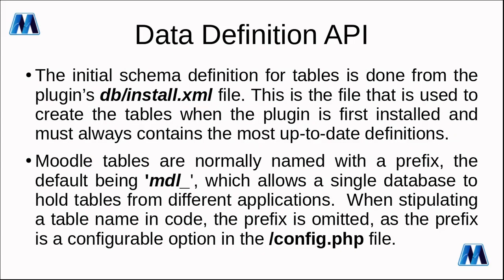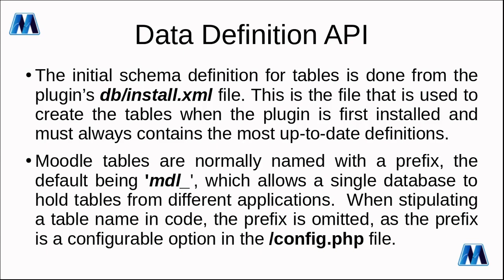Okay, so the initial schema definition for tables is done in the plugin's install.xml file in the db folder. That's what I said a little earlier on. This is the file that is used to create the tables when the plugin is first installed. And it must always contain the most up-to-date definitions. So as you go version to version, you update your install XML if you change your data schema, and it must always be the latest version of the tables that are required for the version that the person has installed.